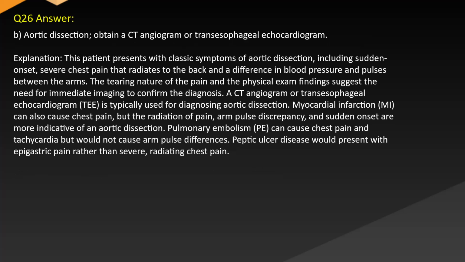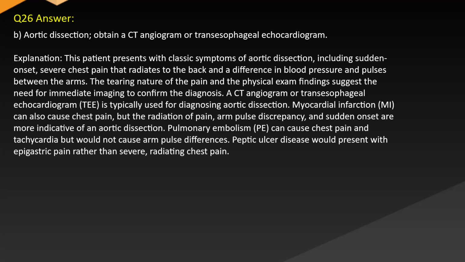Answer: B. Aortic dissection. Obtain an angiogram or transesophageal echocardiogram. Explanation: this patient presents with classic symptoms of aortic dissection, including sudden onset, severe chest pain that radiates to the back, and a difference in blood pressure and pulses between the arms. The tearing nature of the pain and the physical exam findings suggest the need for immediate imaging to confirm the diagnosis. An angiogram or transesophageal echocardiogram (TEE) is typically used for diagnosing aortic dissection.